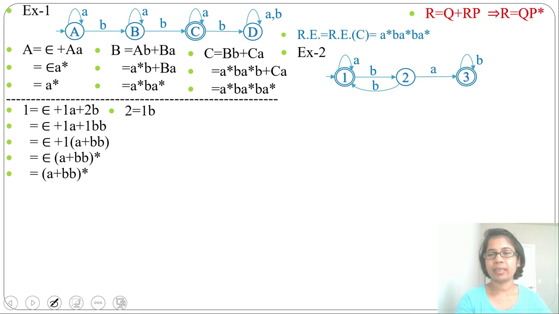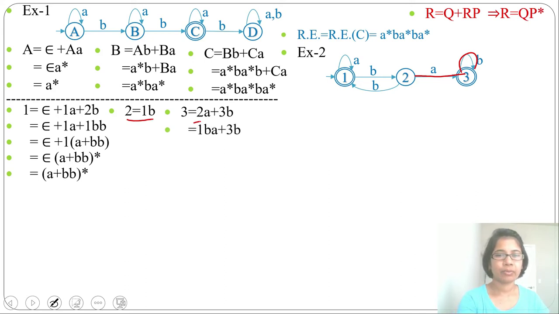For state 3 there are two incoming A's, one is from state 2, another is from state 3 itself. So state 3 will be 2A plus 3B. Now what is the equation for state 2? 1B, you just substitute that, it will be 1BA. In place of 2 you just substitute 1B, then A was there, plus 3B. Now what is the regular expression for 1?